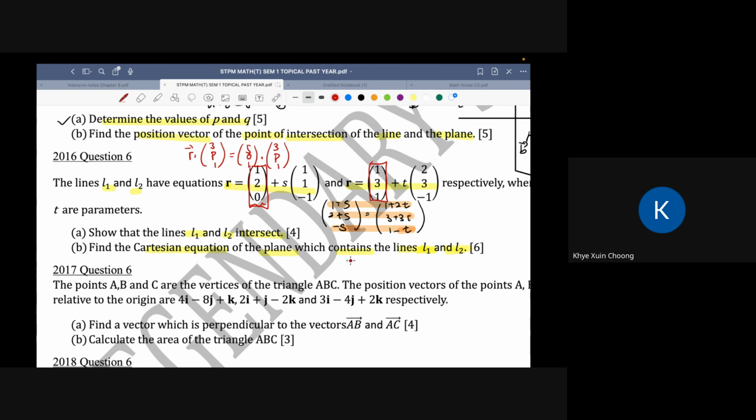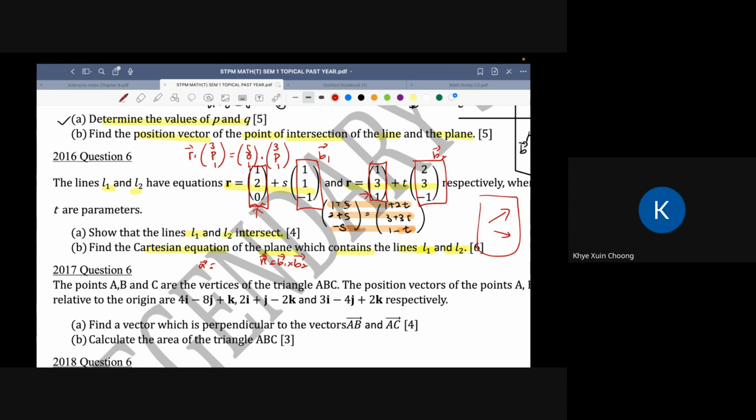How about the normal vector? Since both of the lines lie on the plane, you use the direction vectors of the lines and cross them together. Let's say this is B1, this is B2. The normal vector is equal to B1 cross B2. So you get the normal vector. Then for the position vector A, you either use this one or you use this one.